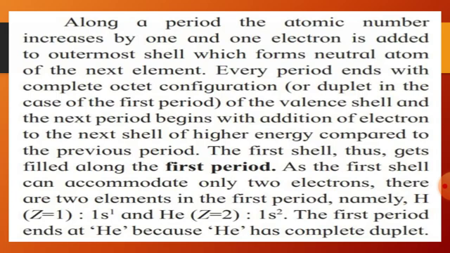So it can carry only 2 electrons. So here only 2 elements are present in the first shell, that is hydrogen and helium. The first period ends at helium because helium has a complete doublet. Helium is completely stable, 1s2, and it is stable by a complete doublet.